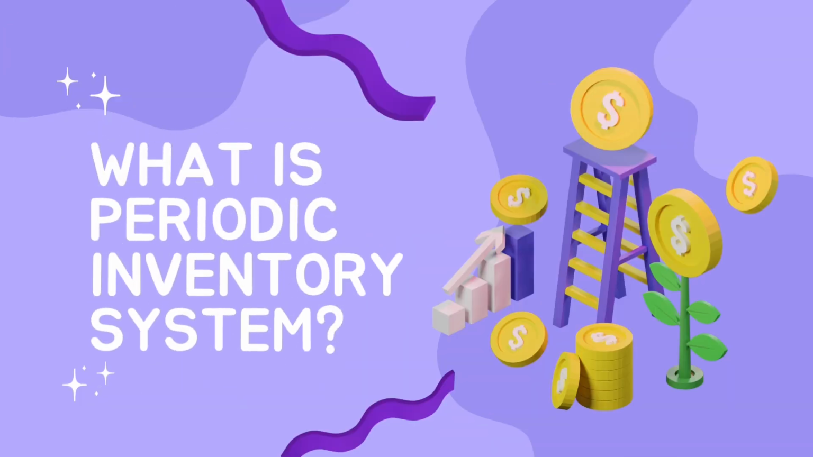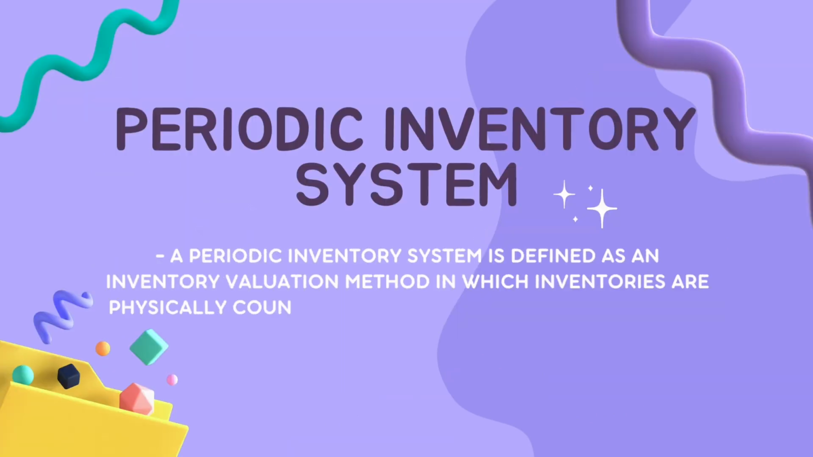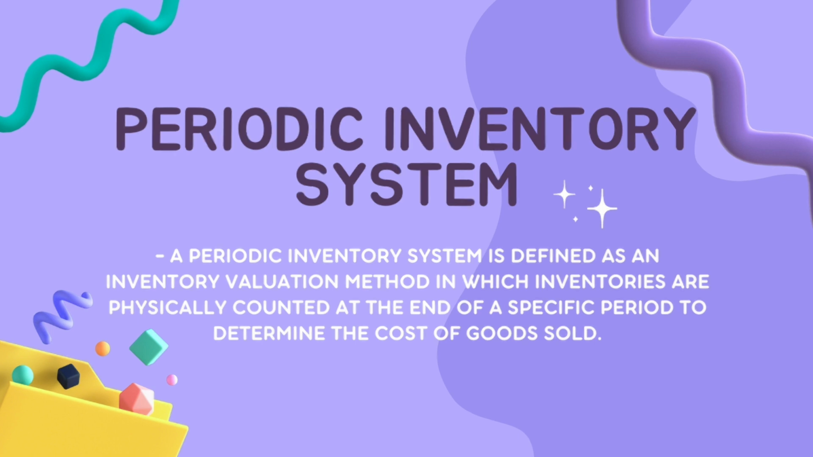So what exactly is periodic inventory system? Periodic inventory system is defined as an inventory valuation method in which inventories are physically counted at the end of a specific period to determine the cost of goods sold. In short, the word periodic means occurring at regular intervals. This statement, occurring at regular intervals, refers to the updating of inventory at the end of the accounting period by physical counting of goods on hand.